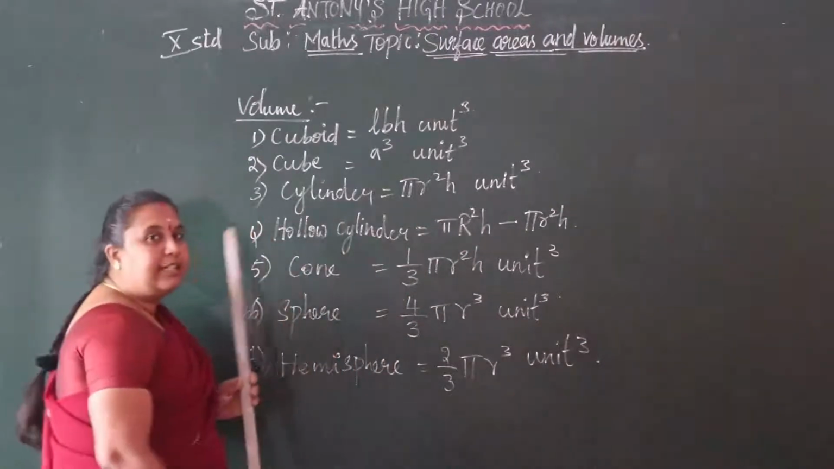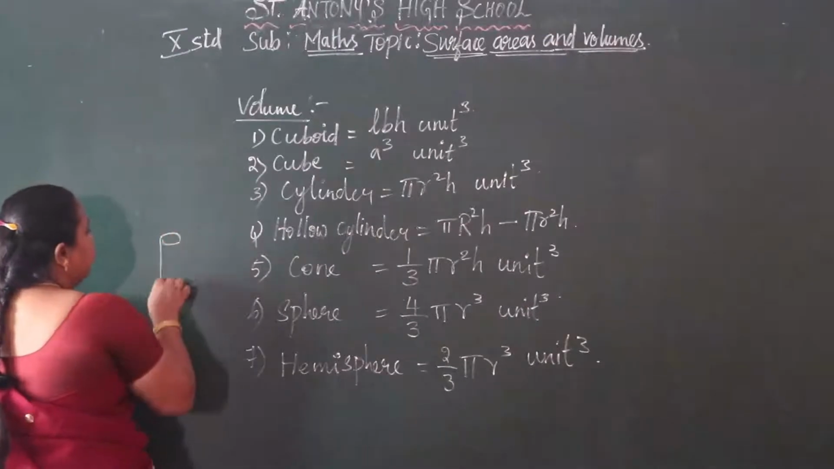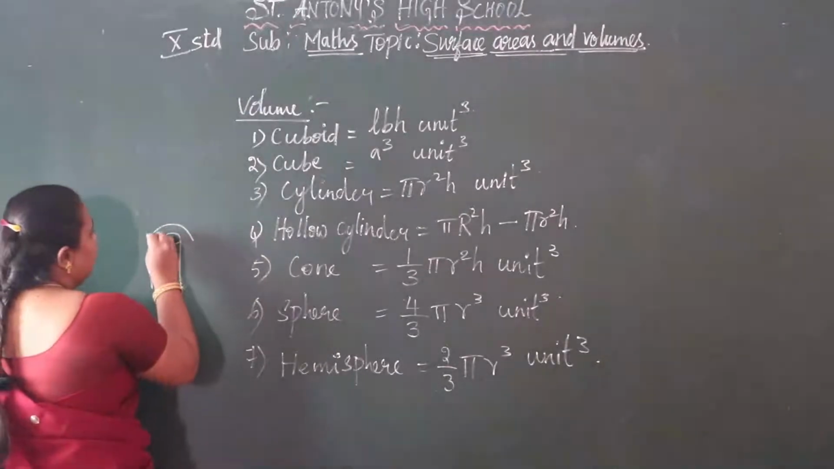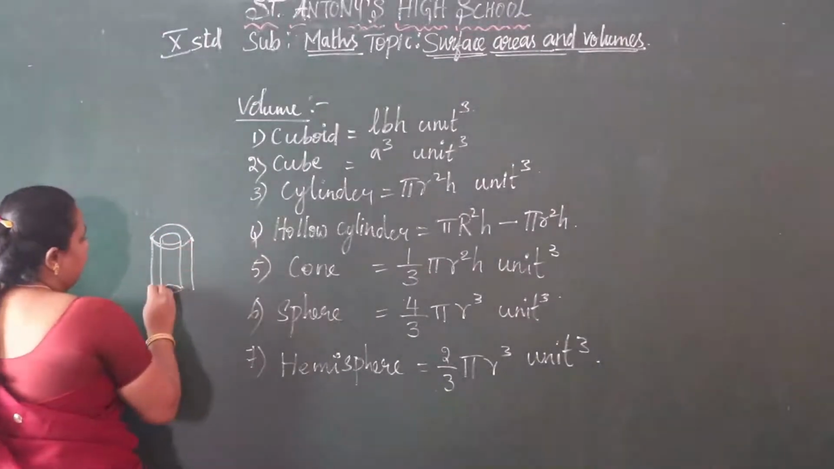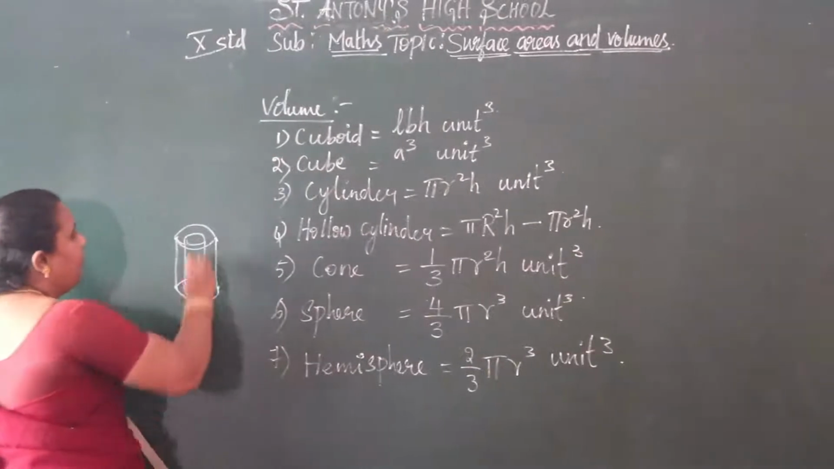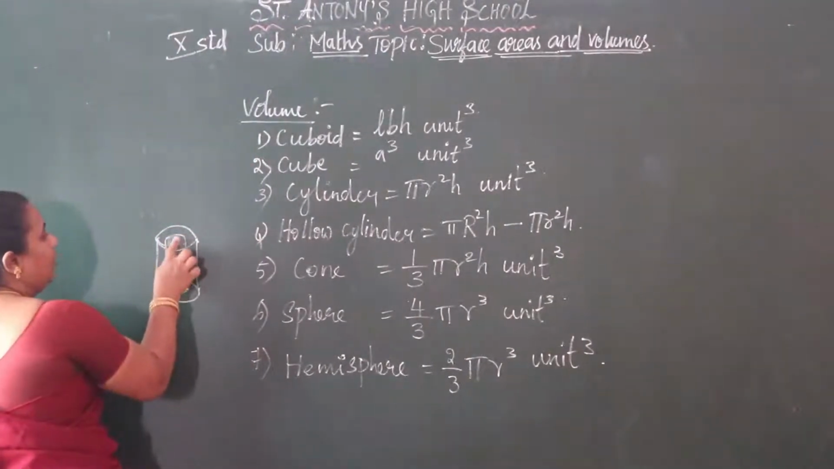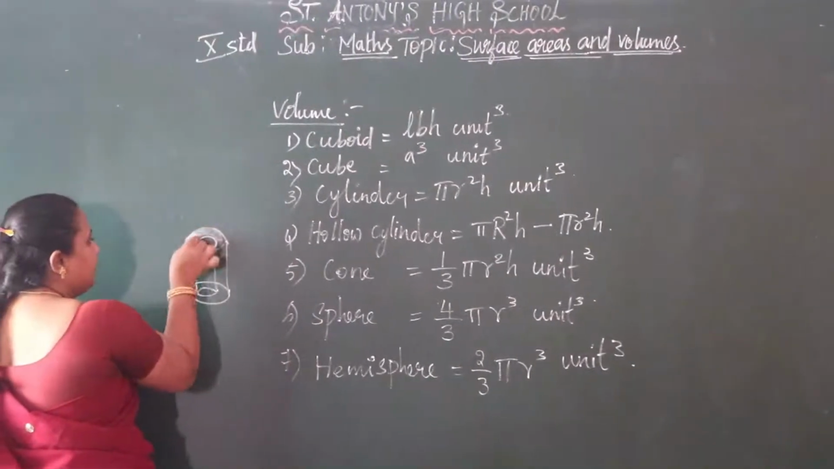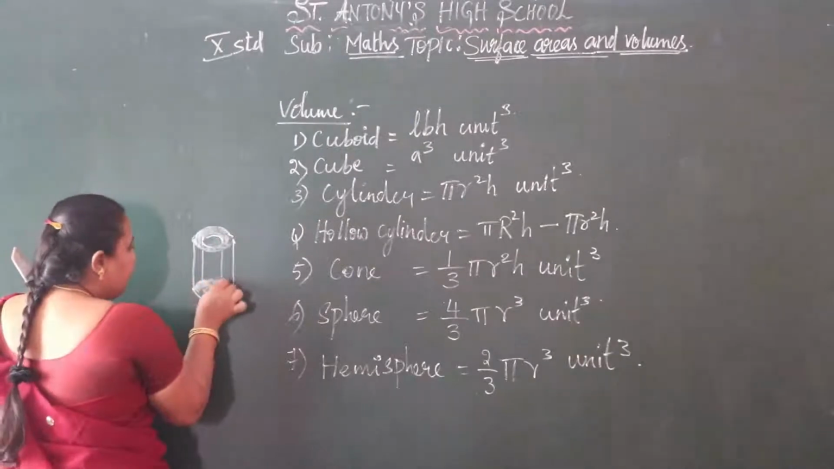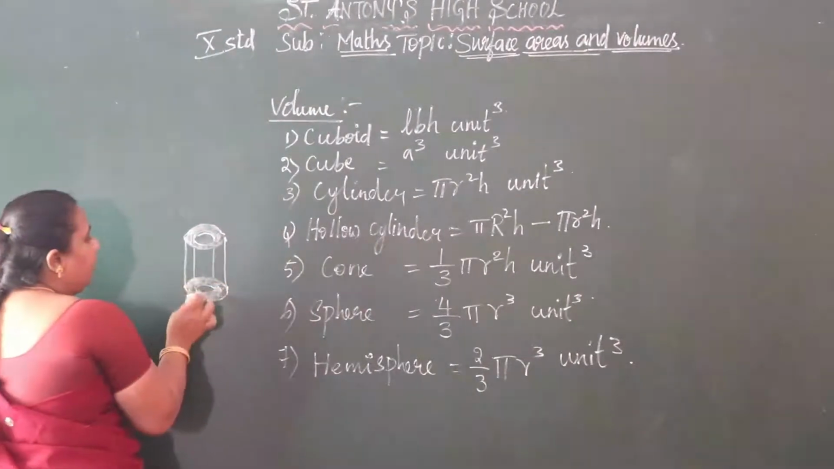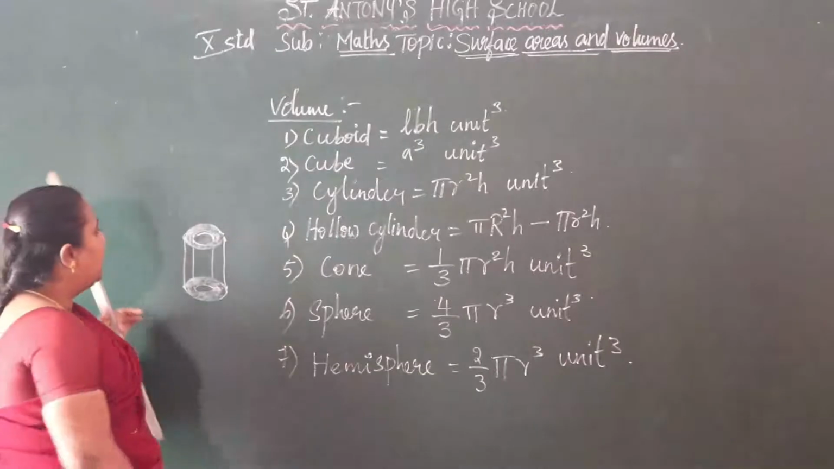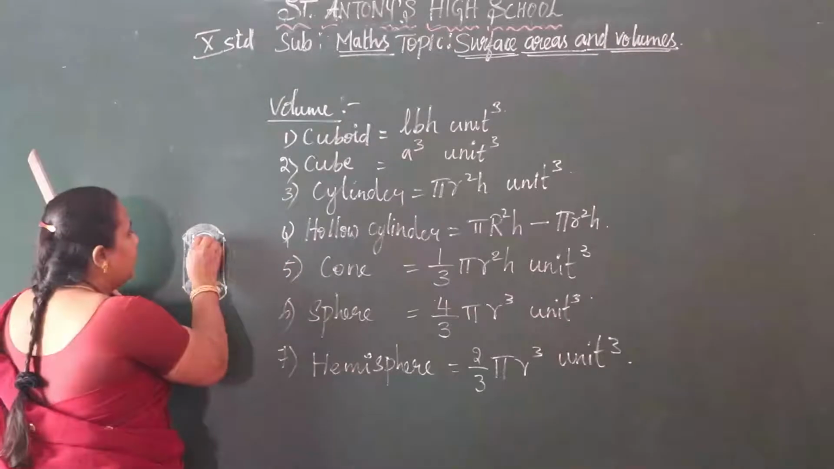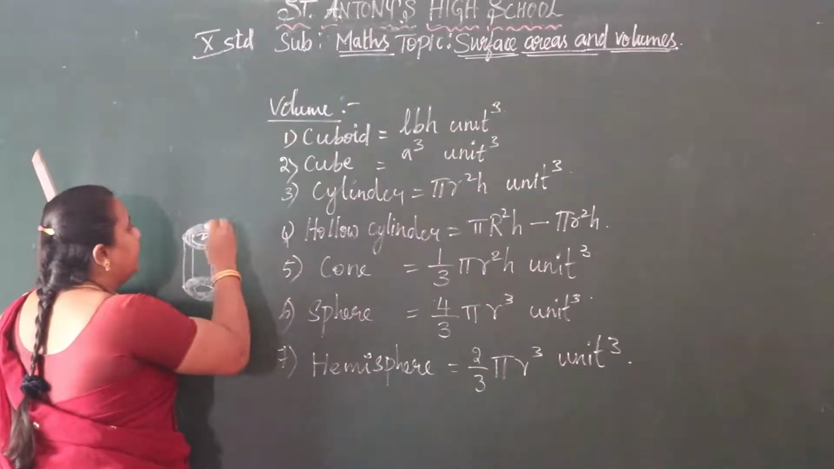In a hollow cylinder, we have it like this. So this is a hollow cylinder. Here this place is hollow, and this is a solid place. So in between the solid we have a hollow. Is it right? So here we have two radii. This is the center of this hollow cylinder. This is R and this is another R.